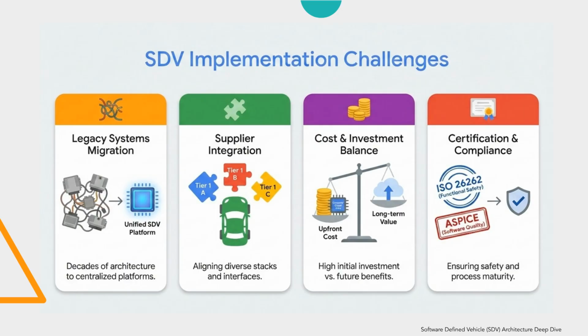Third challenge is cost. Centralized compute platforms, high-speed networking, and cloud infrastructure significantly increase upfront cost. OEMs must balance this with long-term benefits. And finally, certification. SDVs must comply with ISO 26262 for functional safety, and ASPICE, Automotive Software Process Improvement and Capability Determination, for software development maturity. Ensuring compliance while maintaining agility is one of the biggest engineering challenges today.